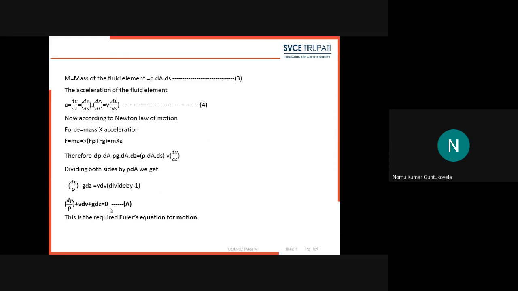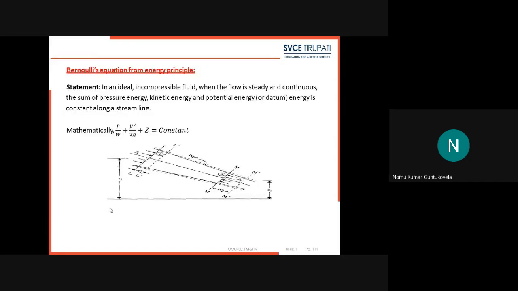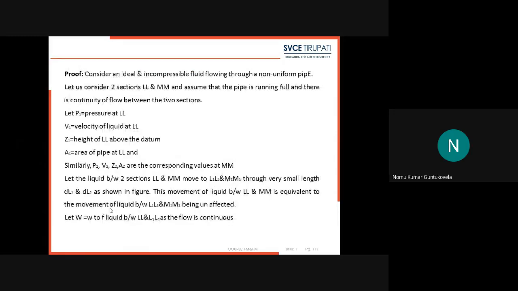The basis of Bernoulli's equation is nothing but the law of conservation of energy. The basic formula is P1 by rho g plus V1 square by 2g plus Z1 equals P2 by rho g plus V2 square by 2g plus Z2. So that is Bernoulli's equation. We have the constant: P by rho g plus V square by 2g plus Z equals constant. Measuring from inlet to outlet, we get P1 by rho g plus V1 square by 2g plus Z1 equals P2 by rho g plus V2 square by 2g plus Z2. So this is Bernoulli's.